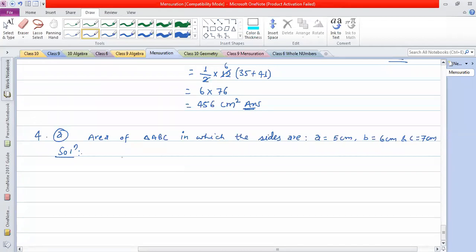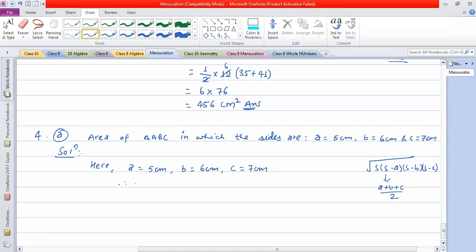Okay. So here A equal to 5 centimeter, B equal to 6 centimeter, C equal to 7 centimeter. We require, what is the formula? Let me repeat and remind you. The formula is this one. Yes, S minus A, S minus B, S minus C. And what is this S? S is semi-perimeter, A plus B plus C by 2.